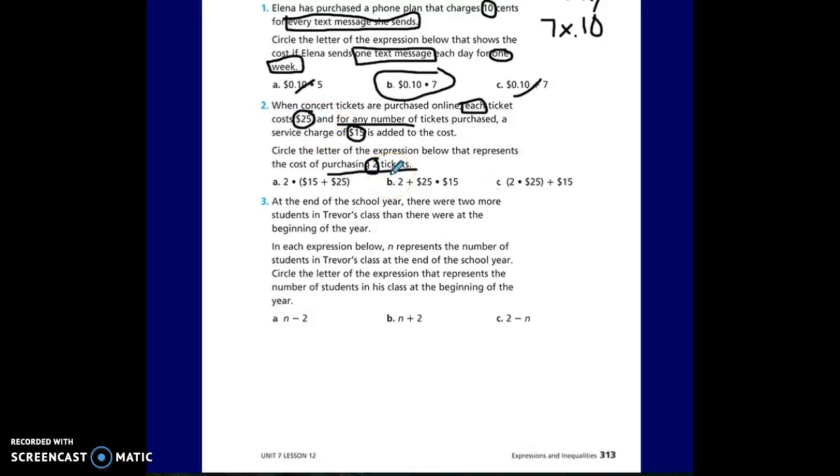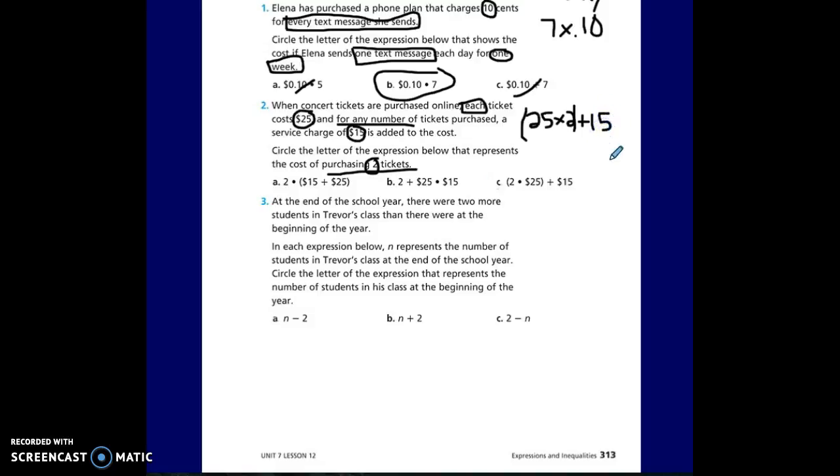So again, I like to try to write my equation first and then see if there is an expression that is the same. So I know each ticket costs $25. So I'm going to say 25 times 2, right? Because I'm buying 2 tickets. And then I have to add on that really expensive $15 fee on top of that. So I have to add on that $15.